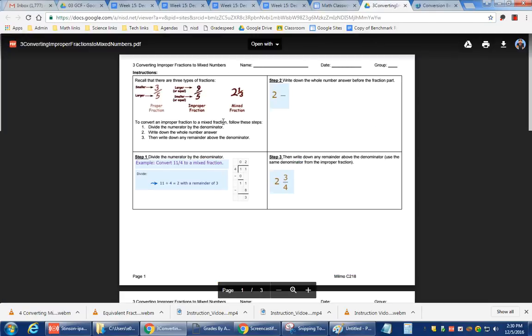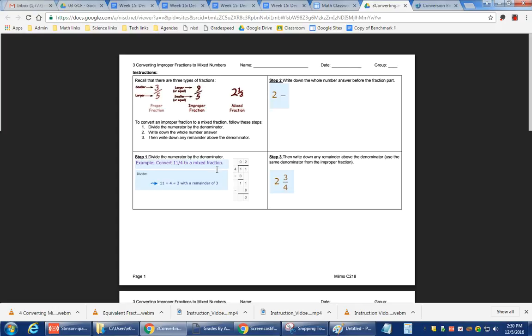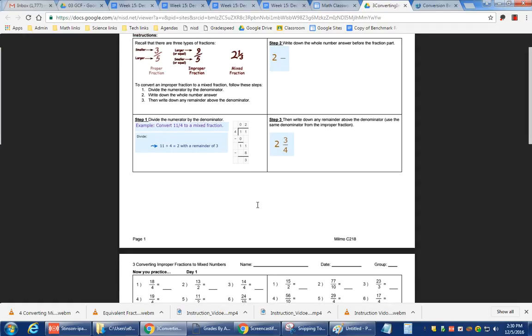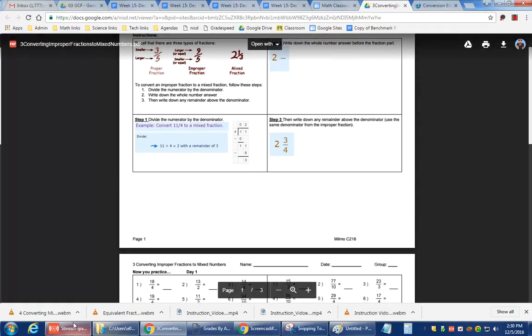The worksheet, converting improper fractions to mixed numbers, tells us that in order to convert improper fractions, which means you have the number on the top bigger than the one on the bottom, like 11 over 4, you need to divide. And instead of having the old traditional remainder, you're going to be using fractions to denote a mixed number. So let me go ahead and run a couple of examples, so you better understand that.